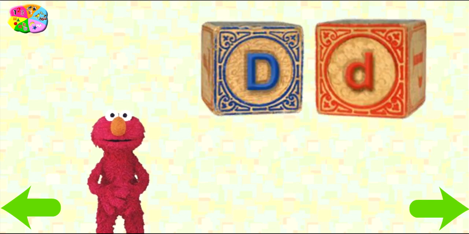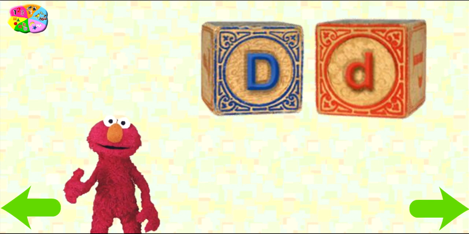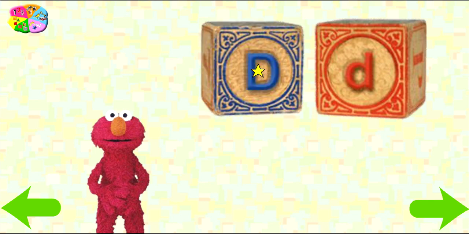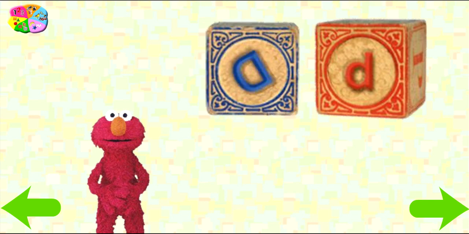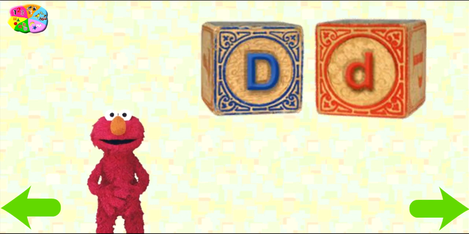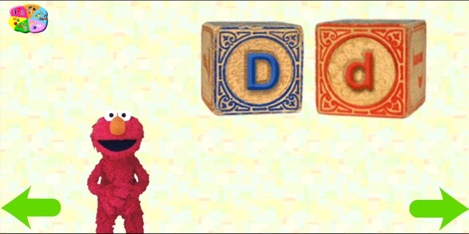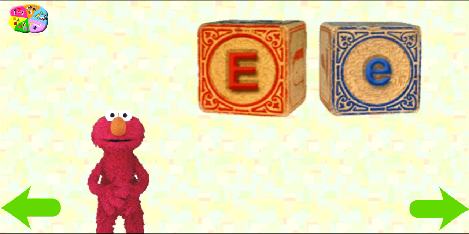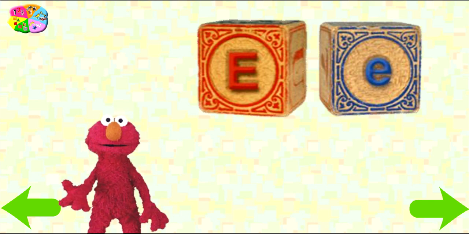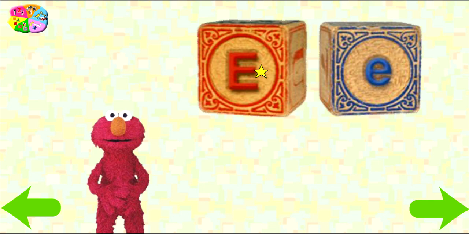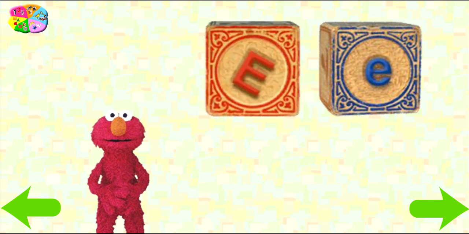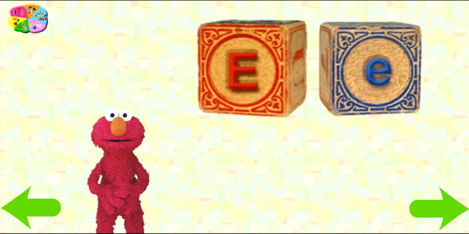D. Elmo is very curious. What sound does that letter make? Duh. D. Donut. E. Elmo is very curious. What sound does that letter make? E.